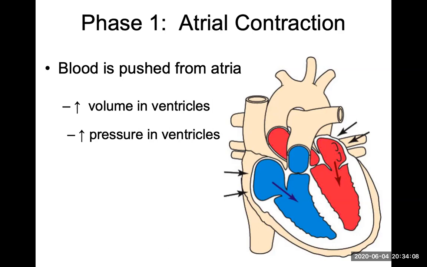And for pressure to increase is an important part of the cardiac cycle because we'll need a lot of pressure to be built up in the ventricles to get a really strong, forceful ejection of blood.